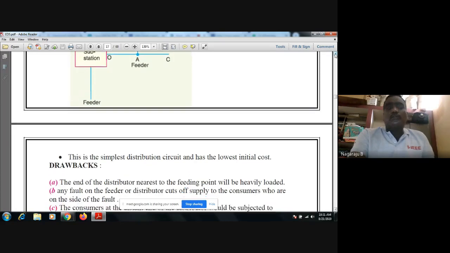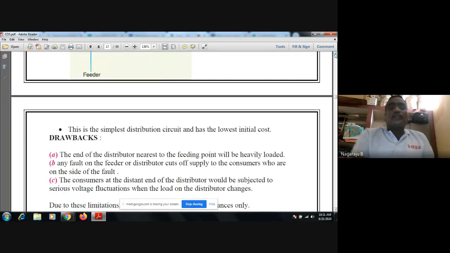Coming to the drawbacks: the end of the distributor nearest to the feeding point will be heavily loaded. Any fault on the feeder or distributor cuts off the supply to the consumers who are on the side of the fault. So when a fault happens, automatically the total connections may be damaged.